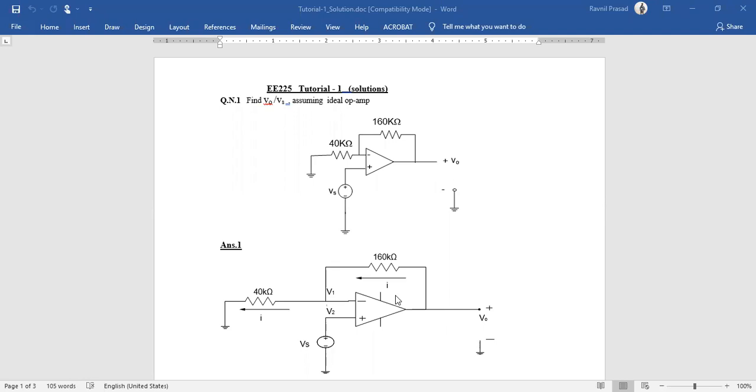So all of you are okay with op-amp circuits, right? With operational amplifiers. Yes, sir. Okay, great. So we'll end this session over here.